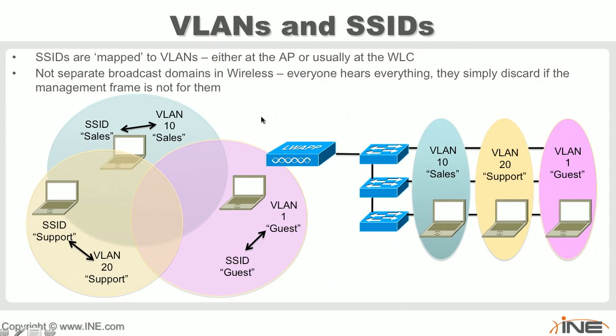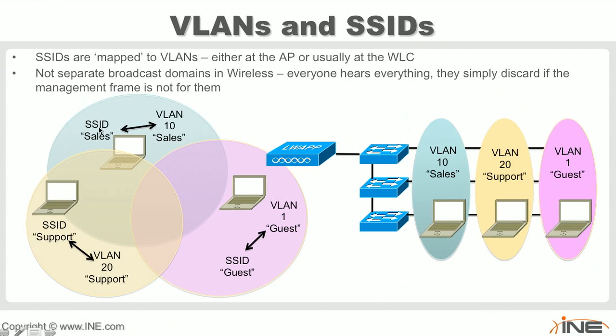Obviously, there can be rogue clients that are trying to listen to all those management frames. We do have the ability to deal with management frame protection, that 802.11 spec there. I believe it was 802.11K that we talked about, but we'll talk about that more in depth later. But right now, we're just trying to draw the conceptual distinction of a broadcast domain in wired, not necessarily having the same functionality in wireless.